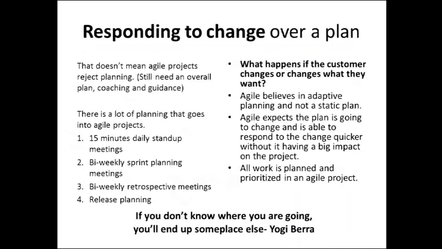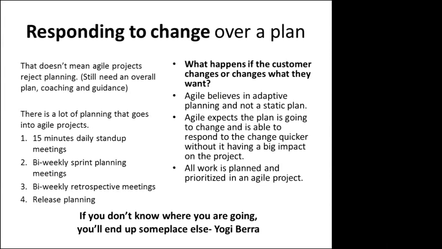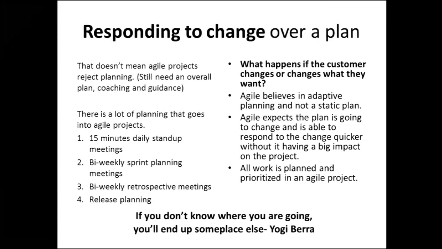Responding to change over a plan. Agile doesn't mean that we reject planning. I just mentioned before, you do sprint planning, you do scrum meetings, you're doing daily stand-ups, and then you're doing retros to find out. A lot of teams will do what they call release planning. So I want to figure out what I want to do in this next 3 months and what work needs to be achieved in that 3 months to have in your release. What do you want in that release?